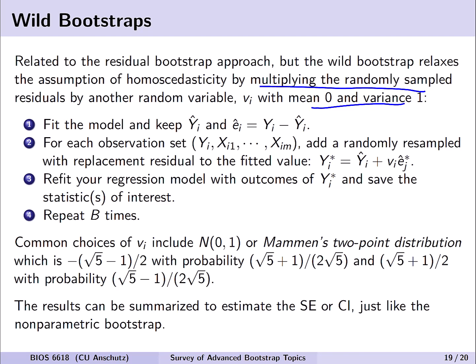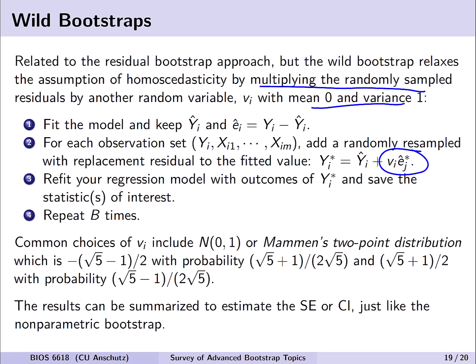We'll fit our model, we'll keep our predicted outcomes y hat and the residuals for each person, e hat. For each person, we'll add a randomly resampled with replacement residual to the fitted value, but in this case, we'll also multiply it by this v i, which will also be randomly sampled from a distribution. We then refit the regression model with this new y star i and save our statistics of interest and repeat this B times.